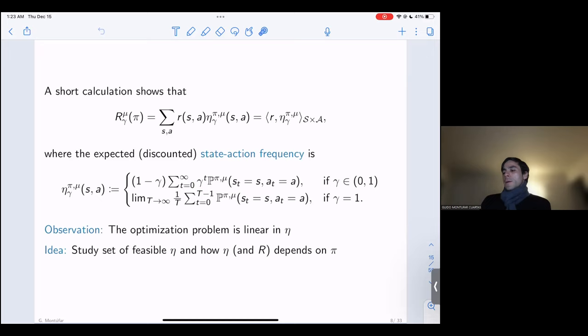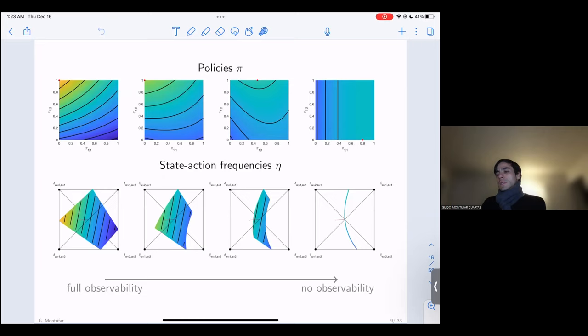The main idea was to say, all right, instead of looking at this objective, which at the time we didn't know the behavior of, we could look at this objective, which is linear. Now we have a linear problem at hand. What we need to do is study the feasible values of eta and then try to understand how the feasible values correspond to policies. So this is an illustration of what that might look like.